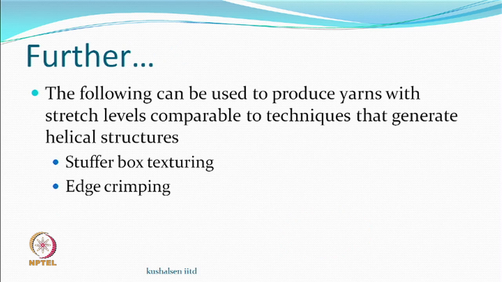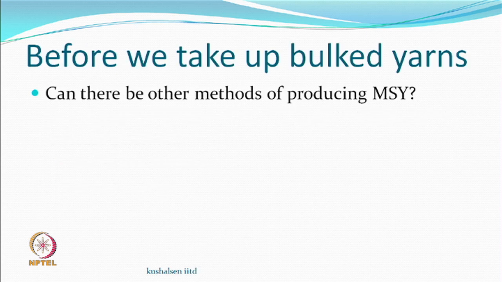We remember that all of them give helical structures. Also, last time we talked about how we can produce yarns with comparable stretch levels, which are generated by the modified stretch methods of the helical processes, and these are stuffer box texturing and edge crimping. Before we go to the bulk yarn, let us see if there are any other methods of producing yarns which are similar to modified stretch yarns.